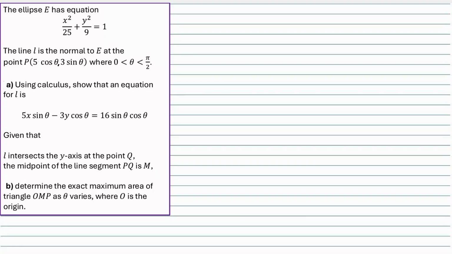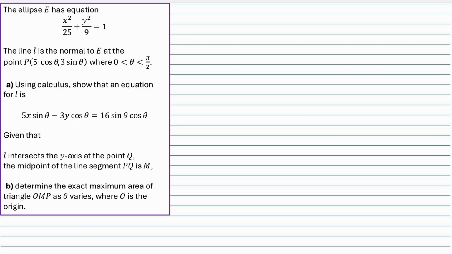Hi everybody. So here we've got a past exam question on the ellipse. We're given this equation here, and we're told that the line L is normal to the ellipse at the point P. And we're told that theta ranges from 0 to pi over 2. For part A, we need to show that this is the equation of a normal at point P.